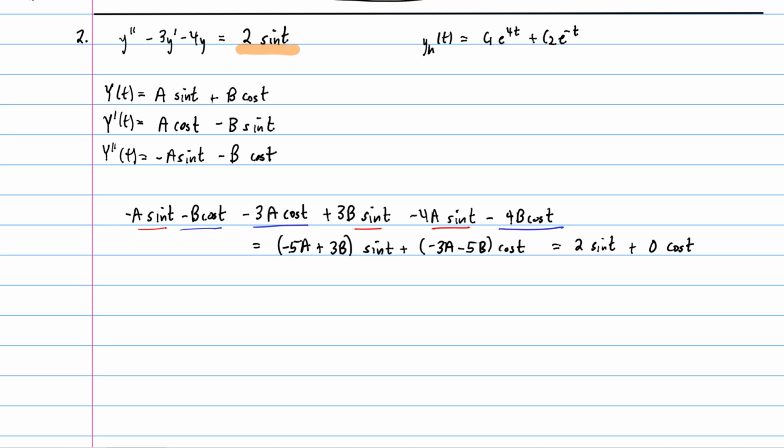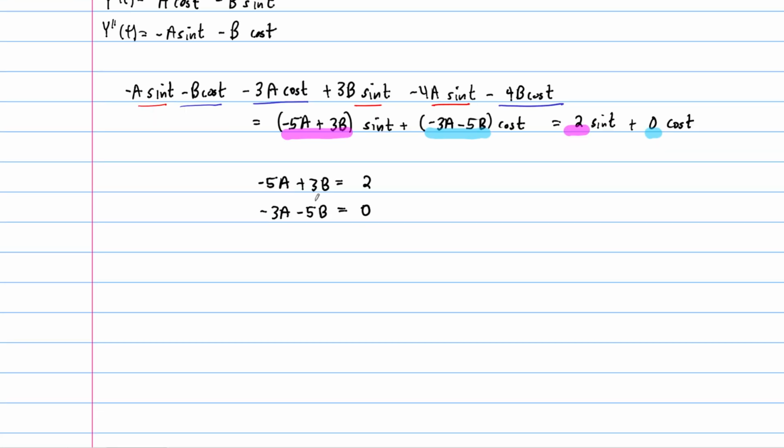And what this allows us to do then is to write down a system of equations. So this must equal this, right? There's one equation. And similarly, this must equal this. So there's two equations. These coefficients have to be equal. And what we end up with then is this. So we have our equation, negative 5a plus 3b equals 2. Negative 3a minus 5b equals 0.